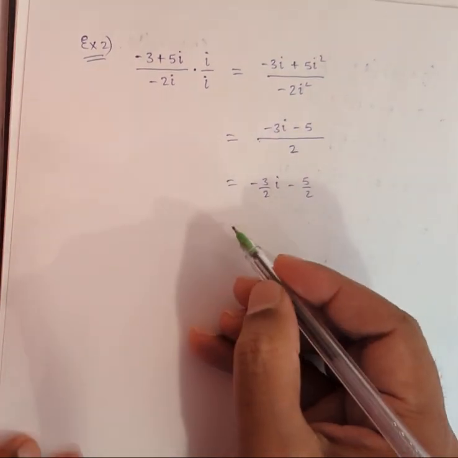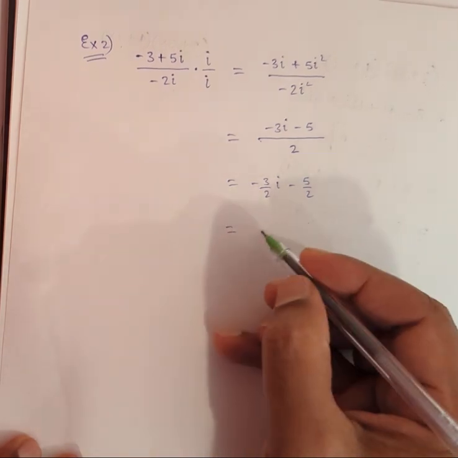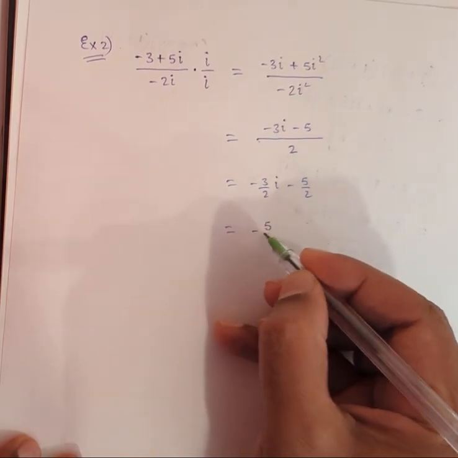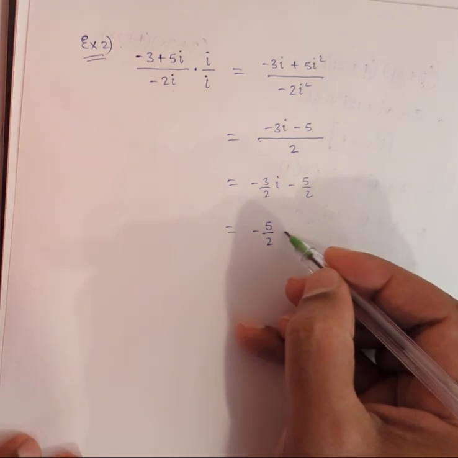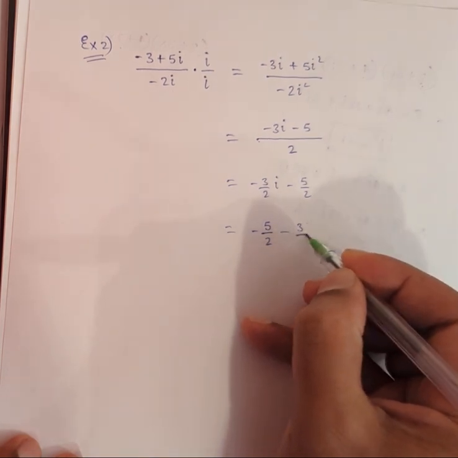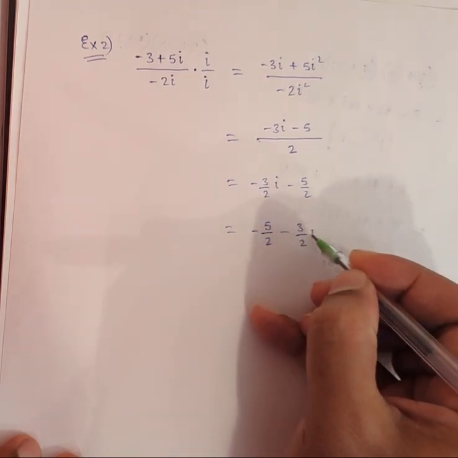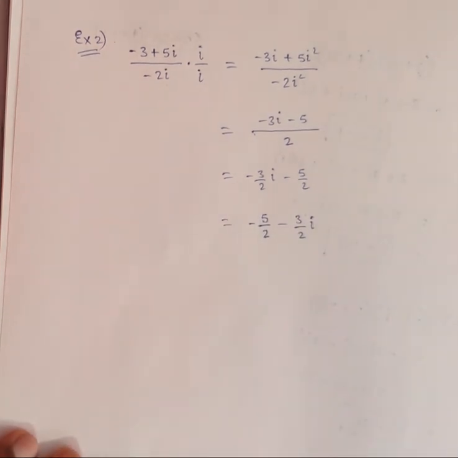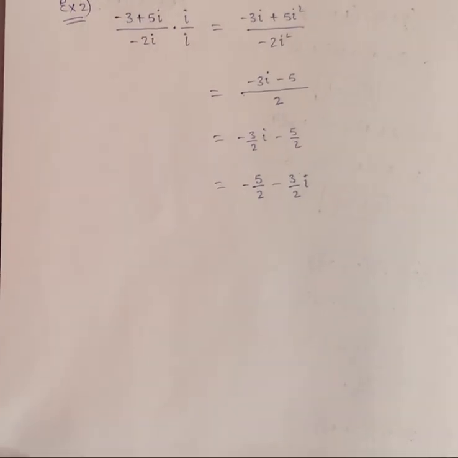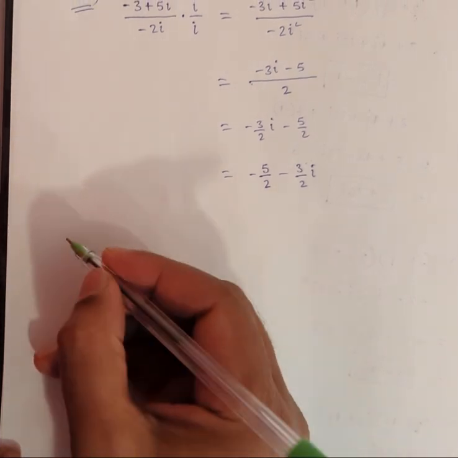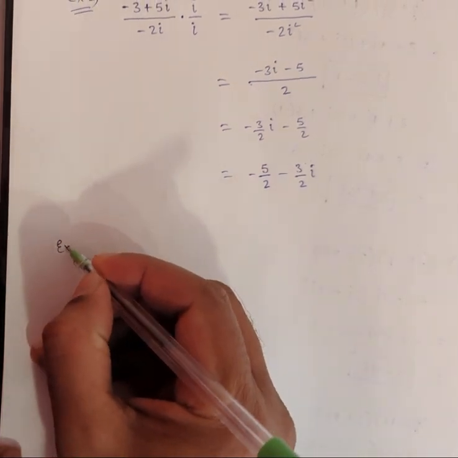And if you want the a plus bi form, that would be writing the real part first, -5 over 2, and then -3 over 2 is the imaginary part. You would write that next. All right, let's do maybe one more example.